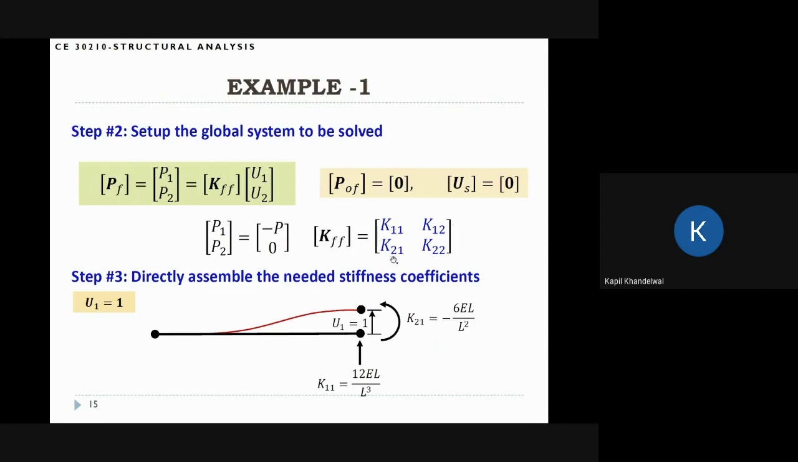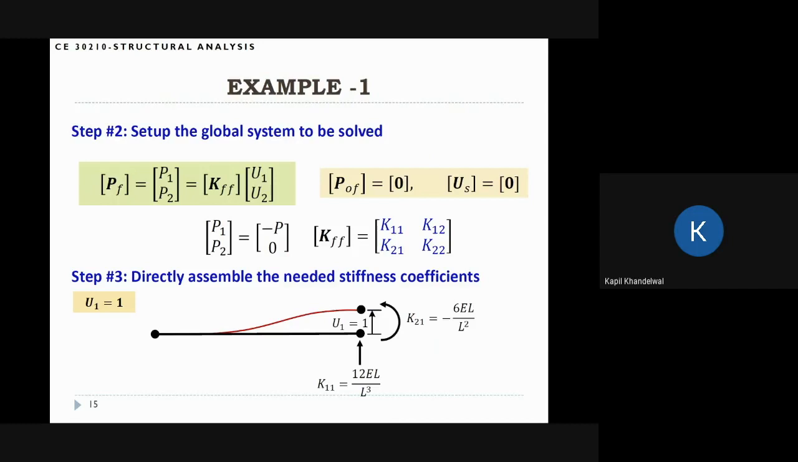For the first column, we take the first degree of freedom and move it by 1 unit, and we want to find the corresponding stiffness coefficients. So we want to find K11 and K21. K11 is this entry and K21 is the moment here. And that's where the coefficients that we have talked about will come in handy. You can directly see that K11 is 12 EI by L cube and K21 is 6 EI by L square. These numbers are already in the sheets. I hope that you have printed those sheets.